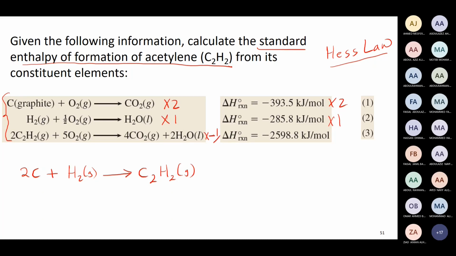Minus half. Tell me why minus and half? To reverse it. Exactly. I will reverse it and divide by 2. And that's why I put minus half. Now, do it for everyone. Do whatever I wrote here, try to make the equations, and see if everything is cancelling.